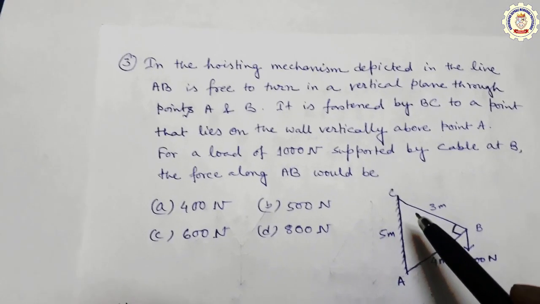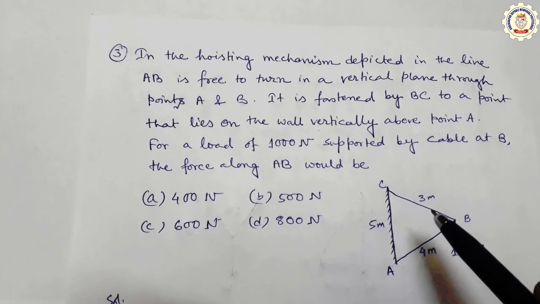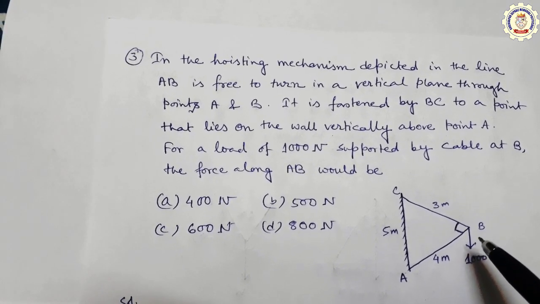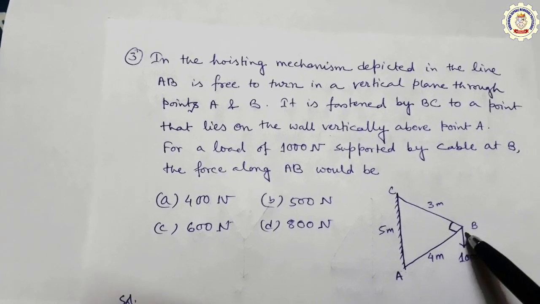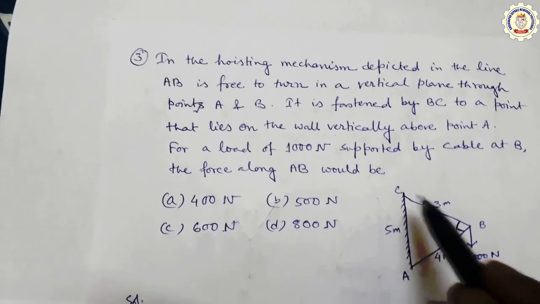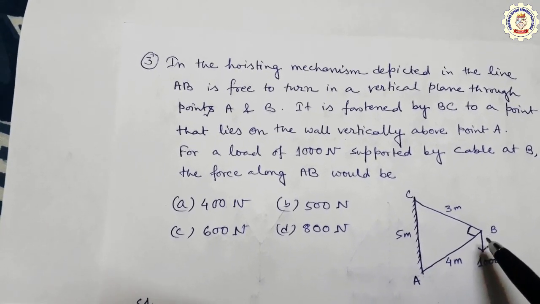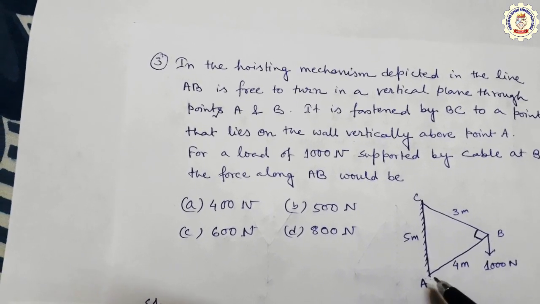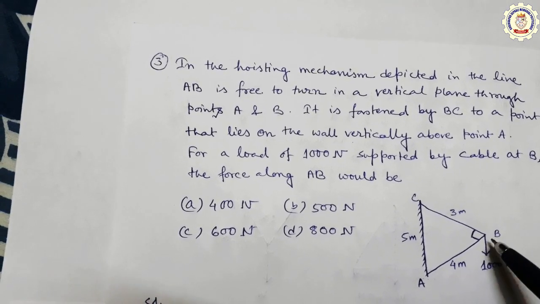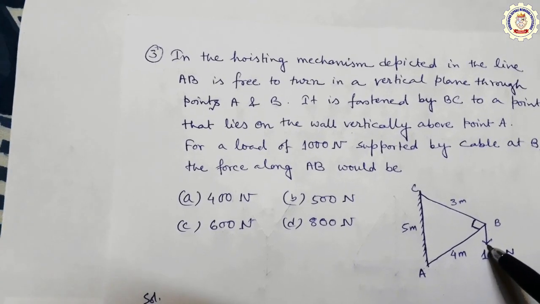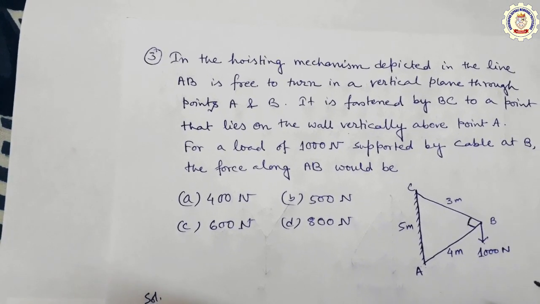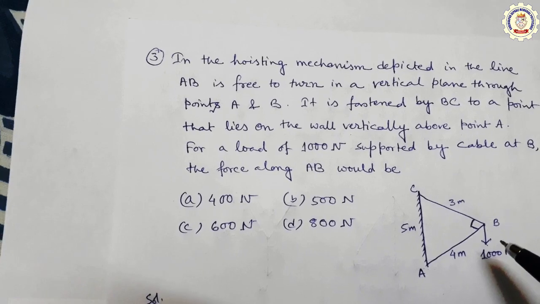From this main diagram, the boom AB is free to turn in a vertical plane through points A and B. It is fastened by BC to a point that lies on the wall vertically above point A. This is the vertical line above point A. For a load of 1000 Newton, this is the 1000 Newton load, supported by a cable at B. So you have to find out the force along AB.